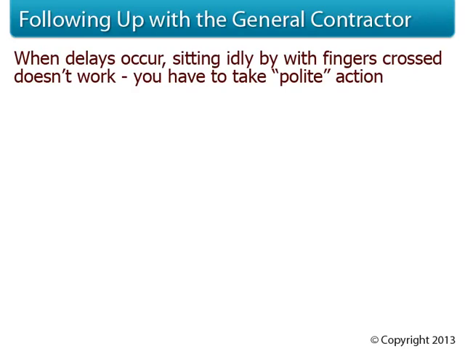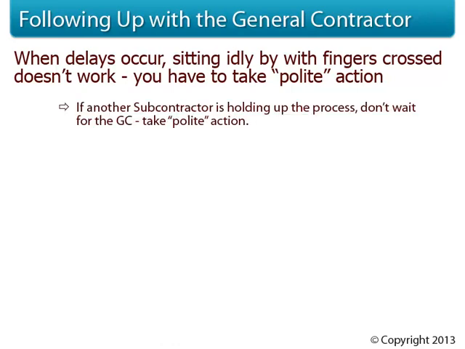When delays occur, sitting idly by with your fingers crossed doesn't work. You have to take polite action. If another subcontractor is holding up the process, don't wait for the general contractor. Take polite action yourself. Subcontractors don't have direct contracts with each other, but they do have good working relationships with each other. If during one of your friendly reminders to the general contractor, you find that one of your change order requests is being held up due to another sub, dig further into it. There might be another subcontractor who hasn't submitted their pricing for a specific issue yet. If this is the case, find out who that other sub is and give them a call or send them an email.